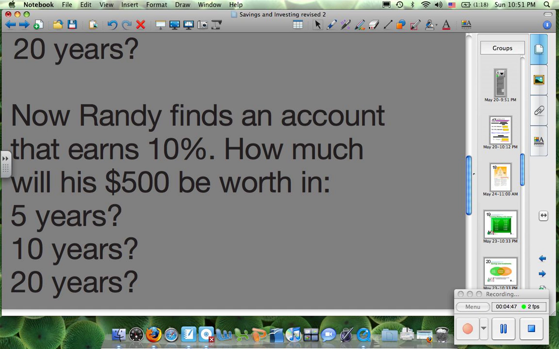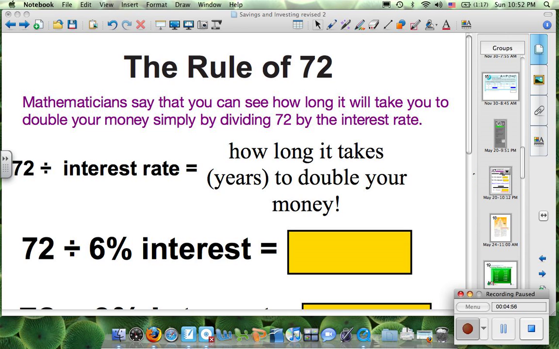How much will his $500 be worth in 5 years, 10 years, and 20 years? Now, just take a few minutes to get those 3 answers. Okay, so I hope we did that correctly, and you guys all understand how that works.